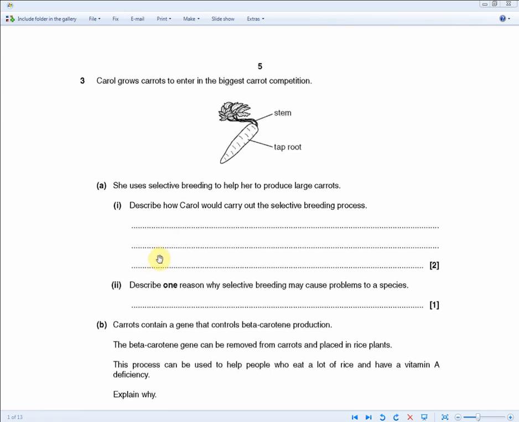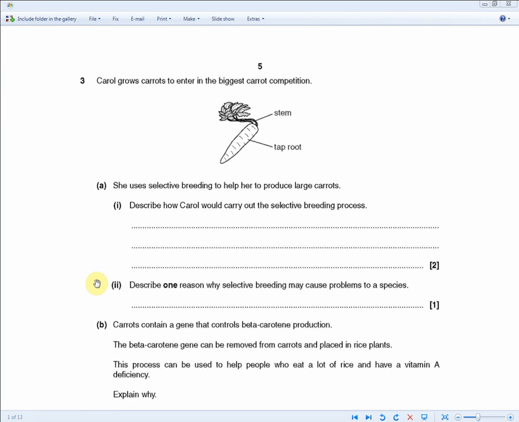And then the next stage, from the offspring, choose the ones with the desired characteristics and get them to breed together as well. And if need be, do that with the 3rd generation and the 4th generation and 5th generation until you get the biggest carrot possible. So 1 mark, breed together desired characteristics, choose from offspring those containing the desired characteristics. And that's all you need to mention to get the 2 marks.